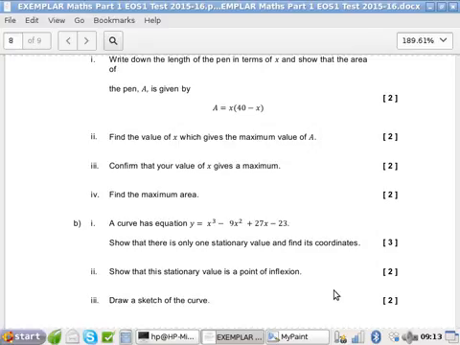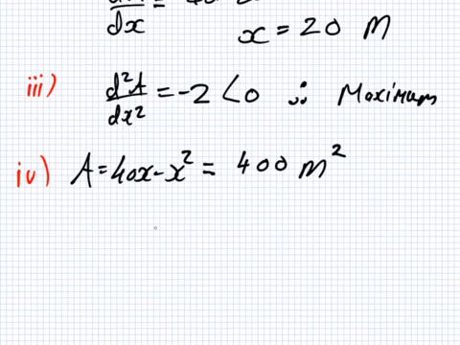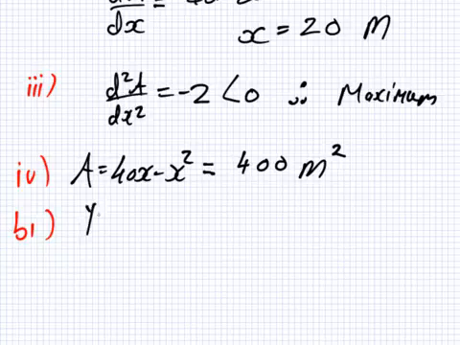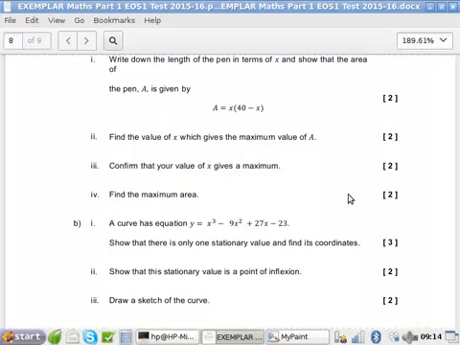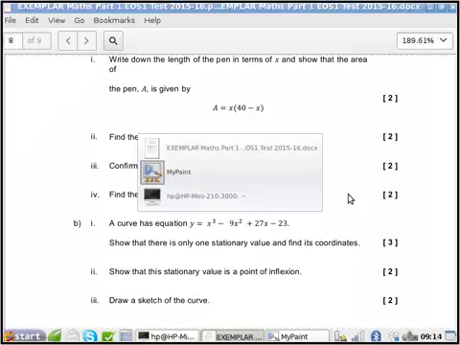Okay, so we have a cubic, x cubed minus 9x squared plus 27x minus 23. So we have y equals x cubed minus 9x squared, like this. Okay. And they ask us, show that there's only one stationary value and find its coordinates.